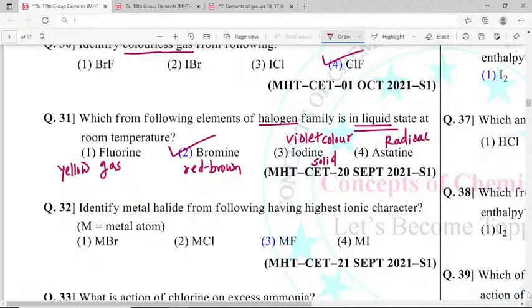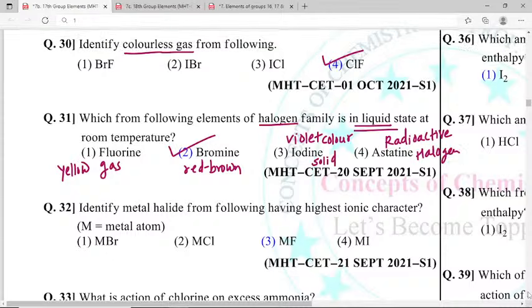Radioactive halogen: if the question asks for the radioactive halogen, your answer is astatine. If the question asks for a violet solid, iodine is the answer. And if the question asks for a yellow gas from the halogens, the answer is fluorine. Please note down, this is a very important question, question number 31.